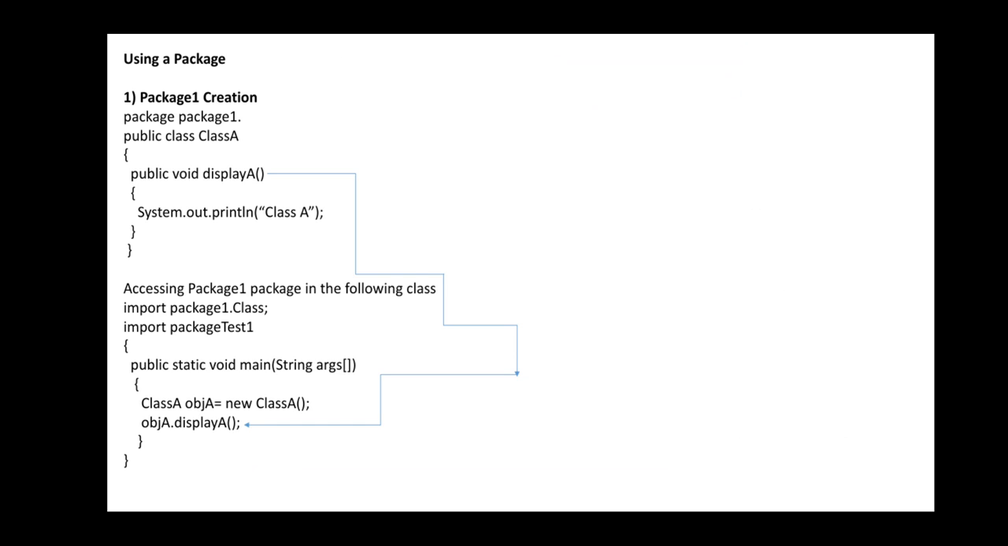So this particular package I am going to access in one of the other programs. What is that program? Import package1.A. I should write class A here, because you are going to have a class A, no? So you write class A here. I missed that one. Okay, class A. Then package test1. I have written here: import package1.